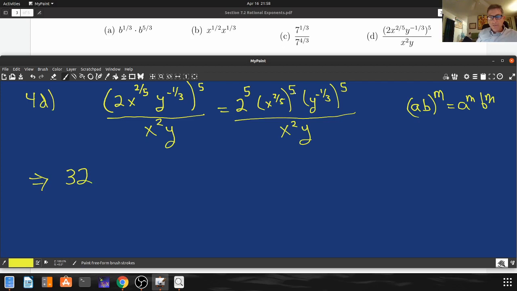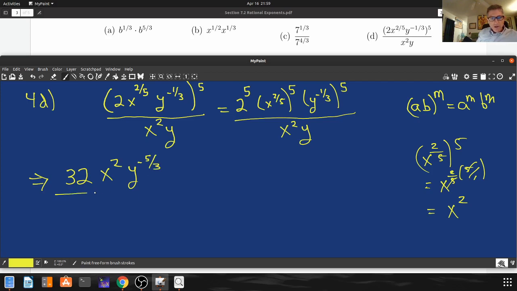x to the 2/5 raised to the 5th power is equal to x to the 2/5 times 5 over 1. So that's x. The 5's cancel. 10 divided by 5, that's x squared. And this is y to the minus 5/3, because minus 1/3 times 5 is minus 5/3. All of this is over x squared y.